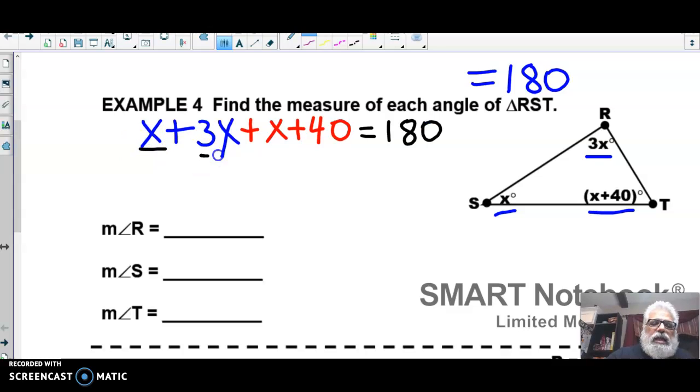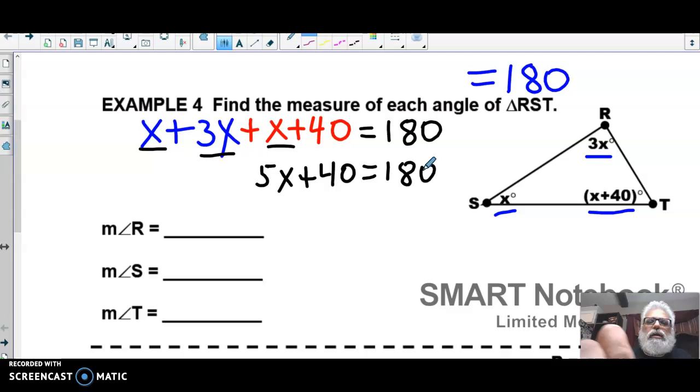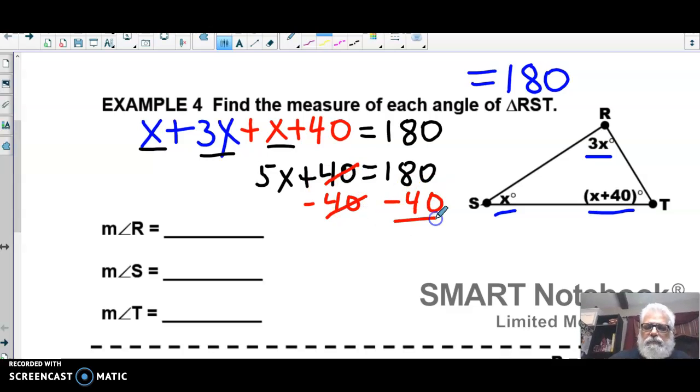So in this case, I've got my x's. I add them up, I get 5x. Bring down my 40, equals 180. Subtract my 40. Remember, I'm trying to get that x by itself. Bring down my 5x. Then my last step is divide by 5.